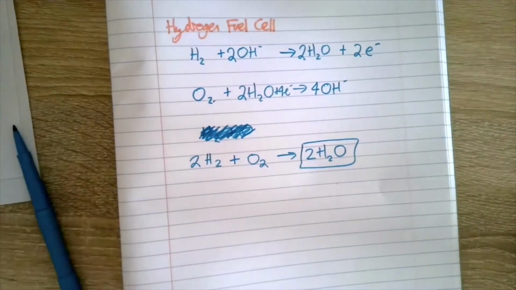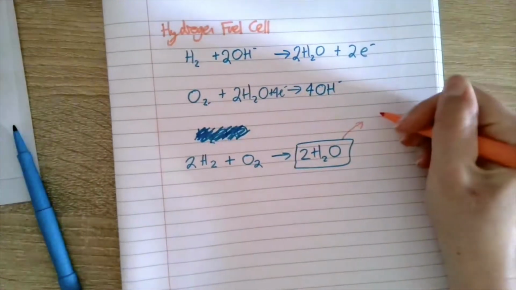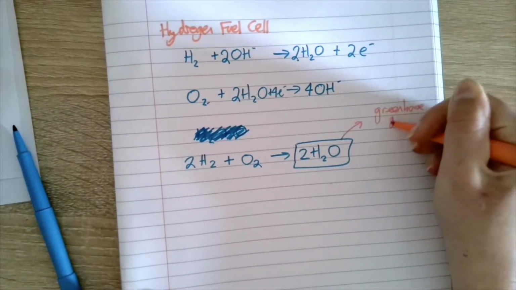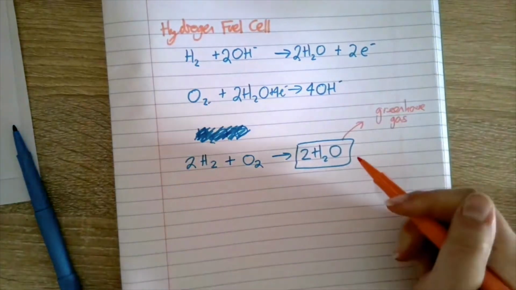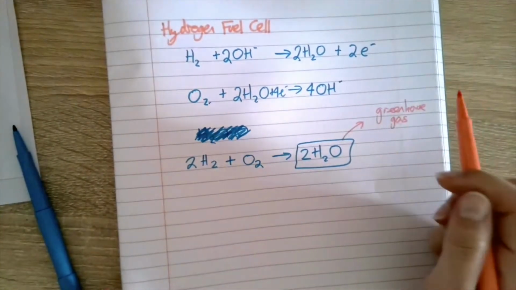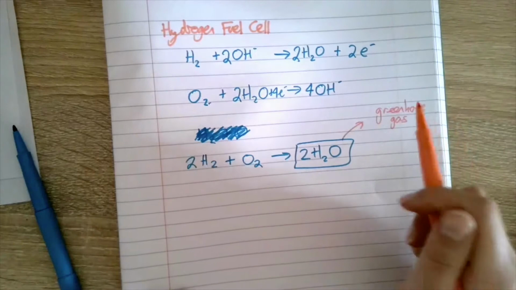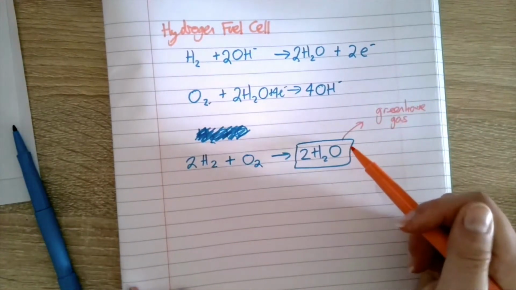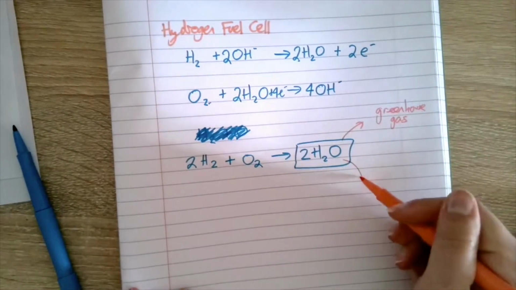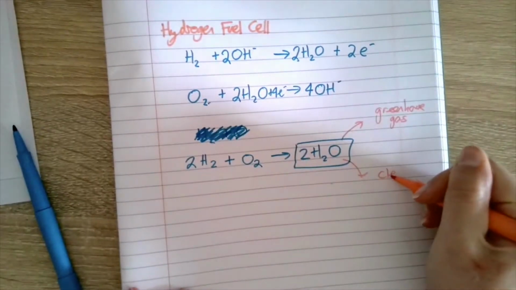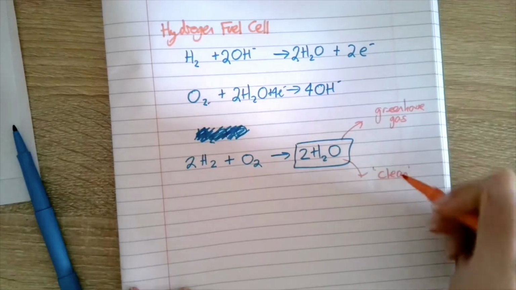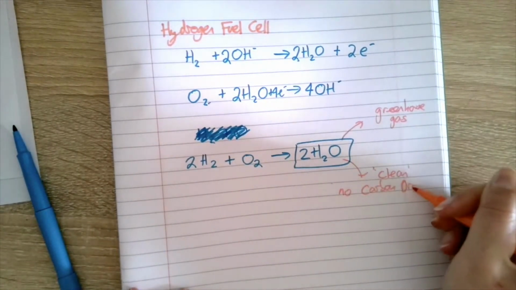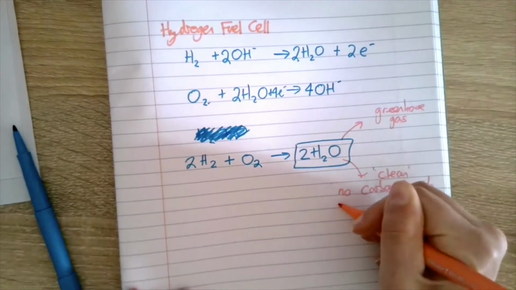So water, it is actually a greenhouse gas, and we're going to look at that in our next topic. But a lot of us in our answers were saying that it doesn't produce any greenhouse gases. That's actually incorrect, because water is still a greenhouse gas. However, we do describe it as being clean, as no carbon dioxide is produced.